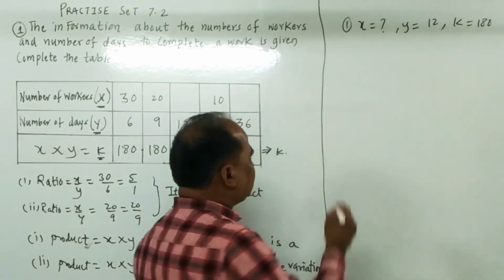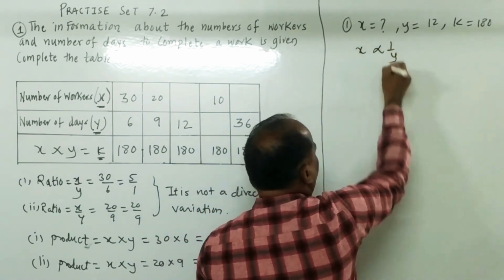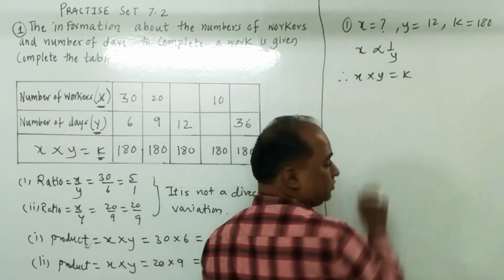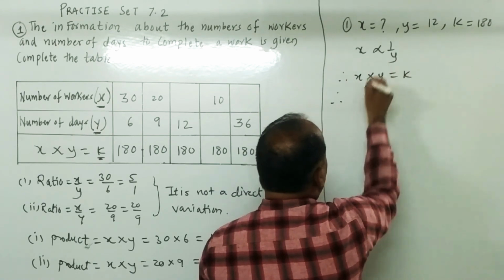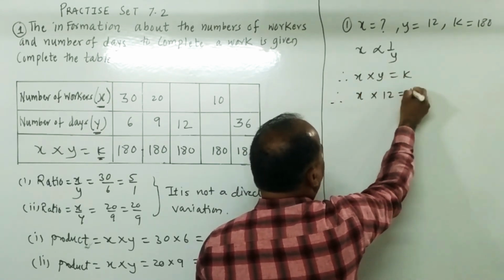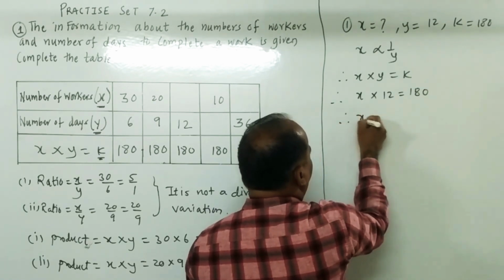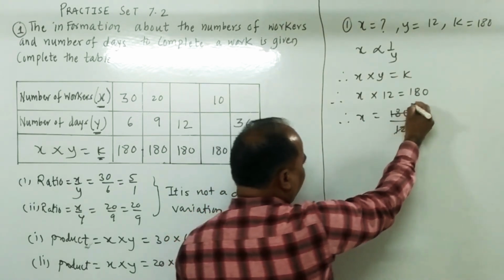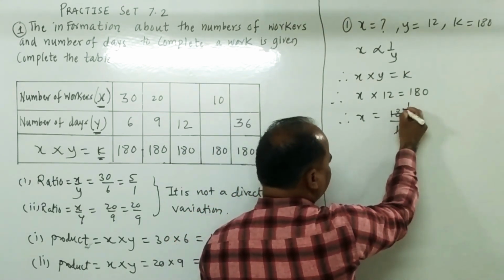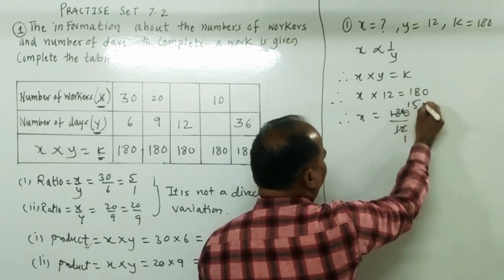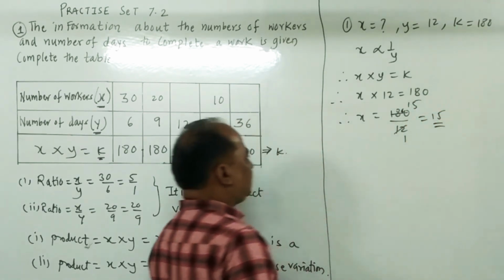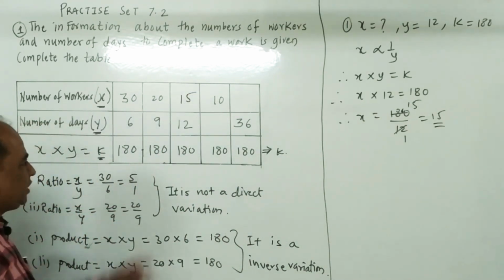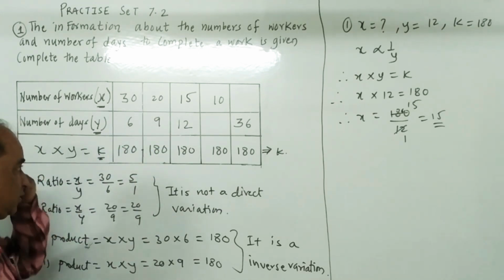Now here x is inversely proportional to y, therefore x into y is equal to k. We have to find x, y is 12, k is 180. Therefore x is equal to 180 upon 12. 12 ones are 12. 18 minus 12 is 6. 60. 12 fives are 60. So when days are 12, the number of workers required to complete the work is 15.